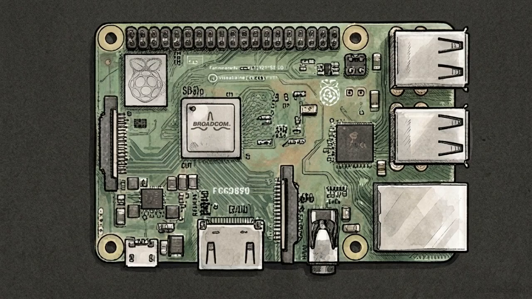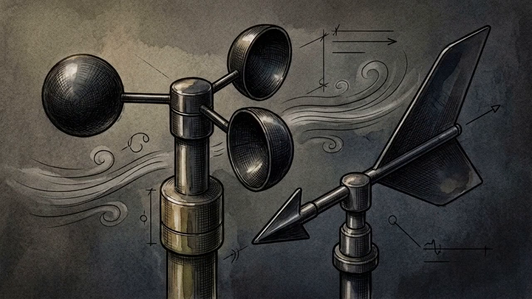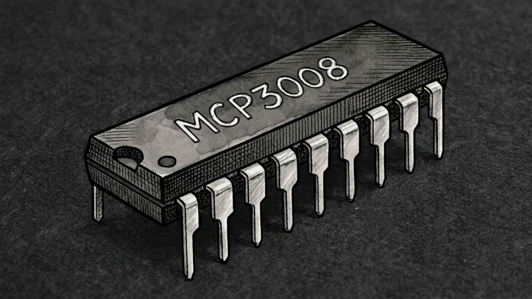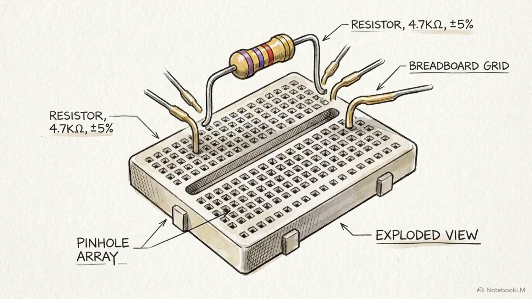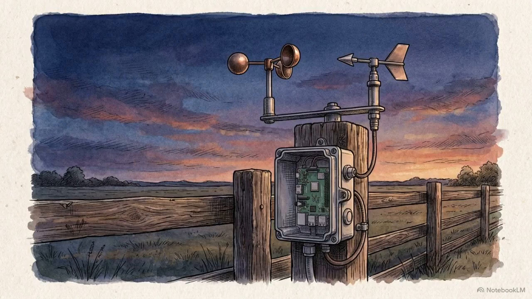To follow along, you will need your Raspberry Pi, the two wind sensors, an MCP 3008 analog-to-digital converter, a breadboard, and a 4.7K resistor. Integrating these two specific sensors transforms a general-purpose computer into a specialized tool for monitoring and recording precise local weather patterns.